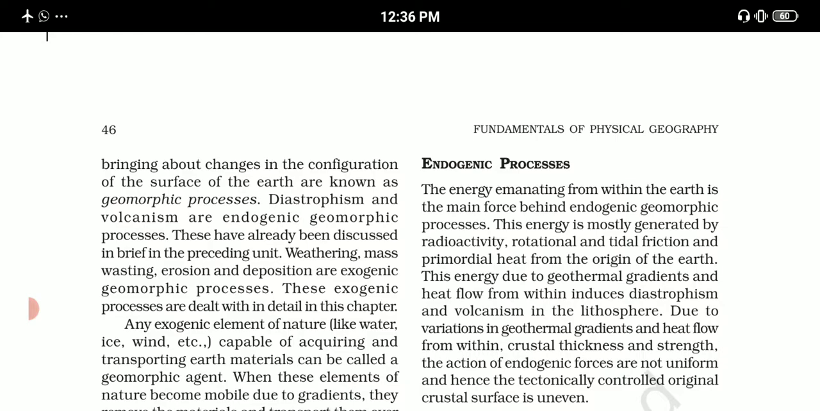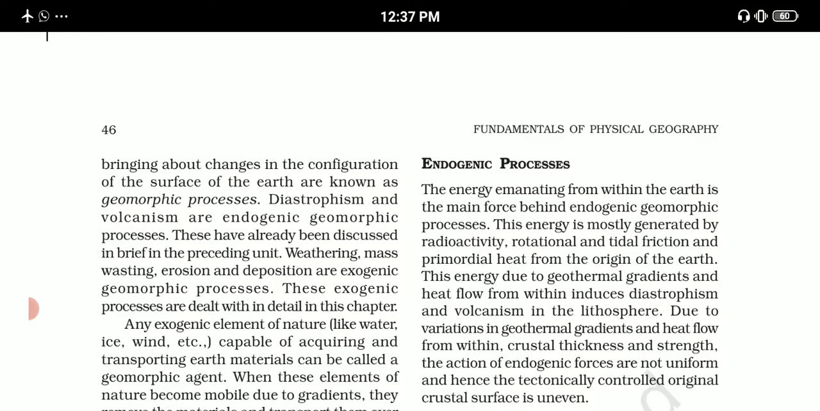Now what are the main exogenic elements? First you revise the main elements of the exogenic nature: water, ice and wind. अगर आप हम इसको टू पार्ट्स में डिवाइड करें, द फर्स्ट इज एक्सोजेनिक एंड सेकंड इज एंडोजेनिक, तो इन एक्सोजेनिक वी हैव द वाटर, ice and wind. They are capable of acquiring and transporting earth material, and that is known as a geomorphic agent.